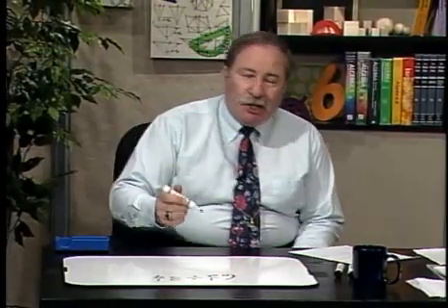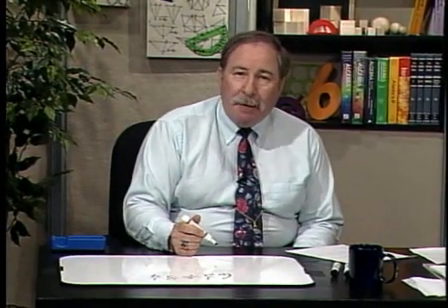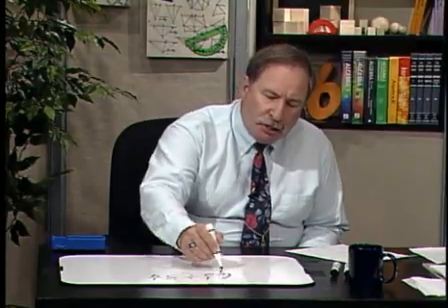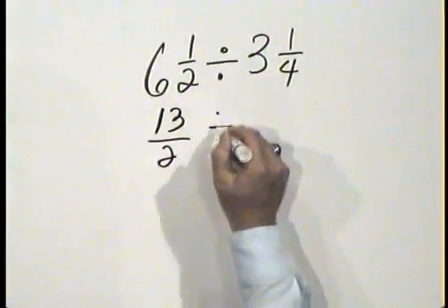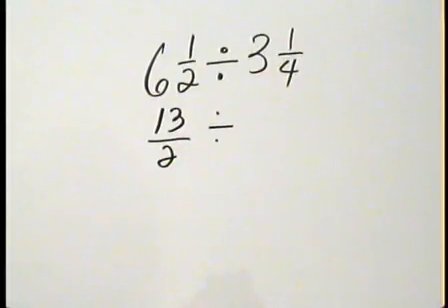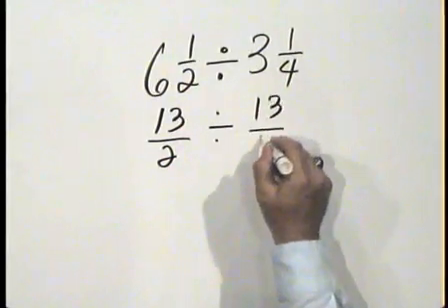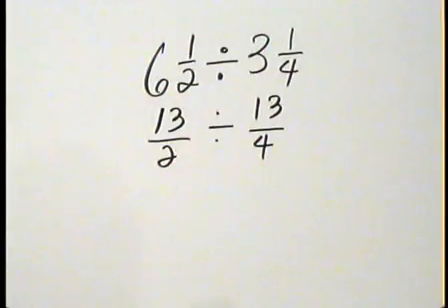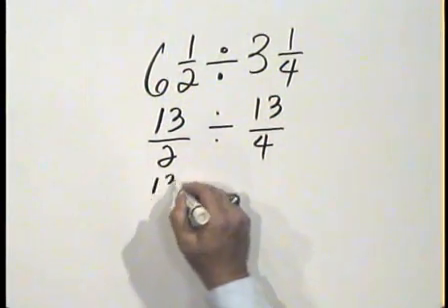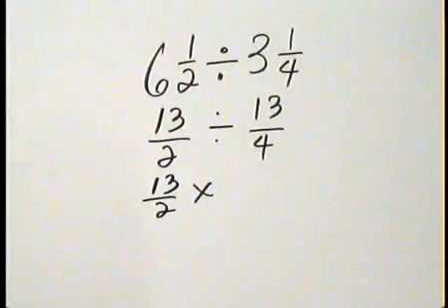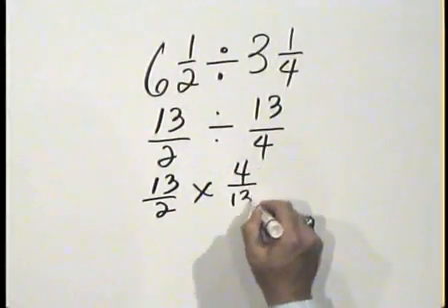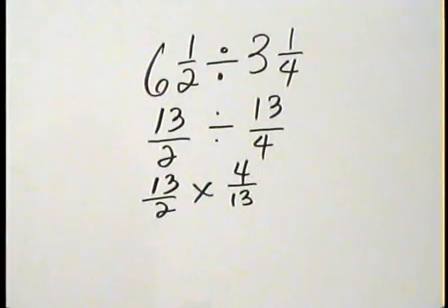Okay, 6 1/2, we need to change to an improper fraction, 13/2. Divided by, we need to change 3 1/4 to an improper fraction, 13/4. Again, remembering that the first step is change all numbers to fractions. The second step in the division process is to remember that dividing by a number is the same as multiplying by its reciprocal. So 13/2 times 4/13. The reciprocal of 13/4 is 4/13.